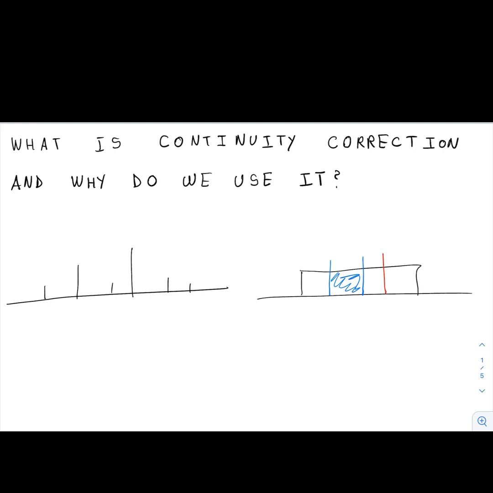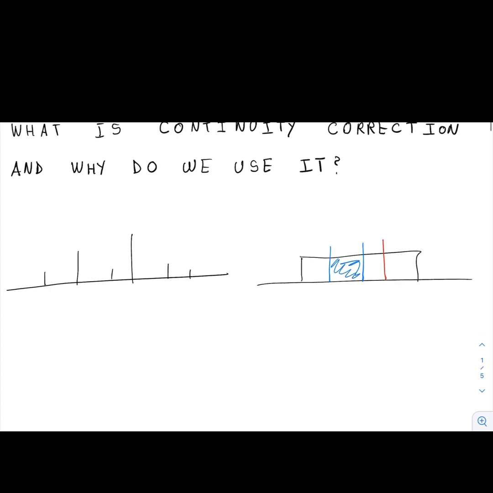Why do we use it? As we alluded to earlier, many continuous distributions, such as the uniform distribution or the normal distribution, are a lot easier to work with than their discrete counterparts. So let's look at a particular example. One very common application of this is approximating the binomial distribution with a normal distribution.